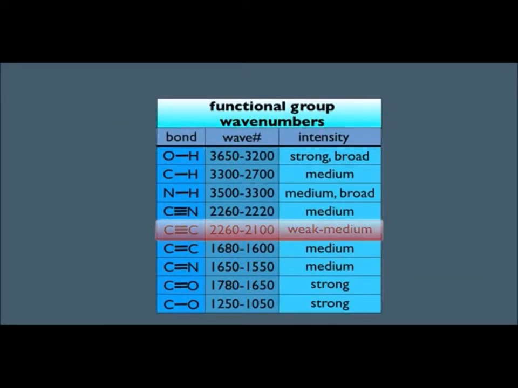And notice it's this exact trend that we see on our wave number chart. Notice the C triple bond has a wave number at 2100 to 2260. Here's the C double bond. It has a lower wave number. However, not on this chart is the C singly bonded to another C, but we can rest assured that it would be even lower than the C double bond C.